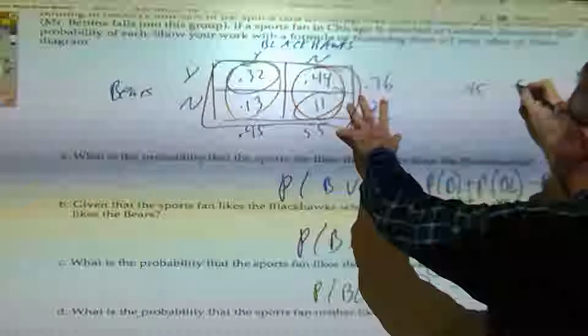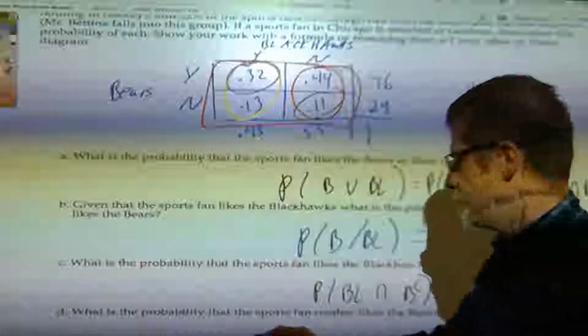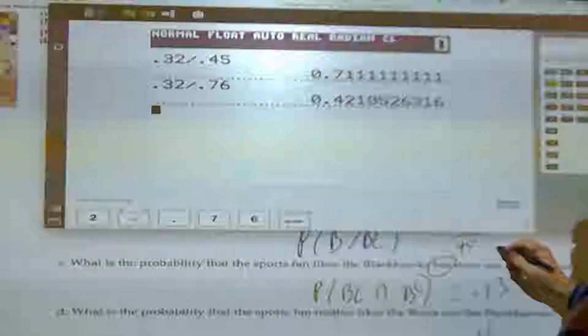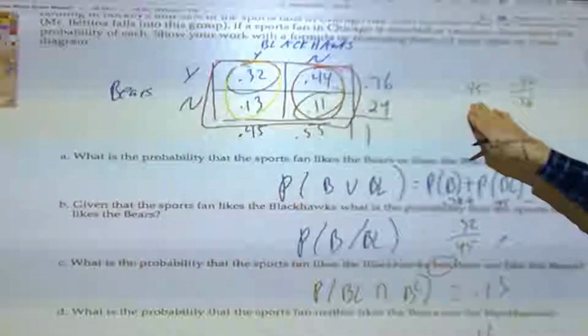What's the probability of liking Blackhawks given that you like the Bears? You would have compared that to 0.32 over 0.76. And by the way, 0.32 over 0.76 is 0.42, which is not the same as 0.45. Those are the other pairs of numbers that you could have used.